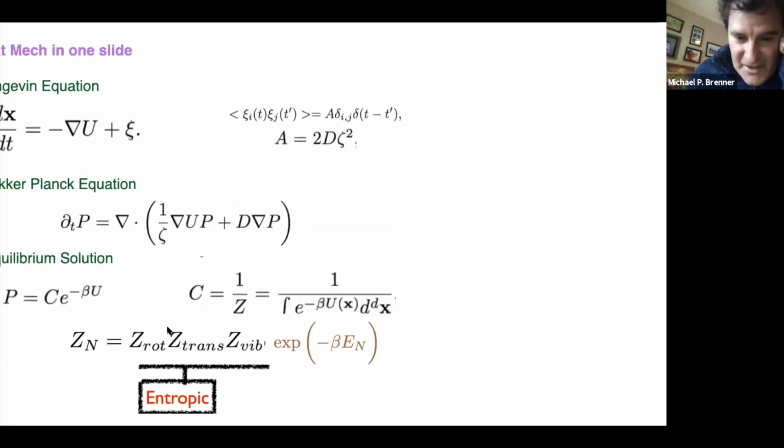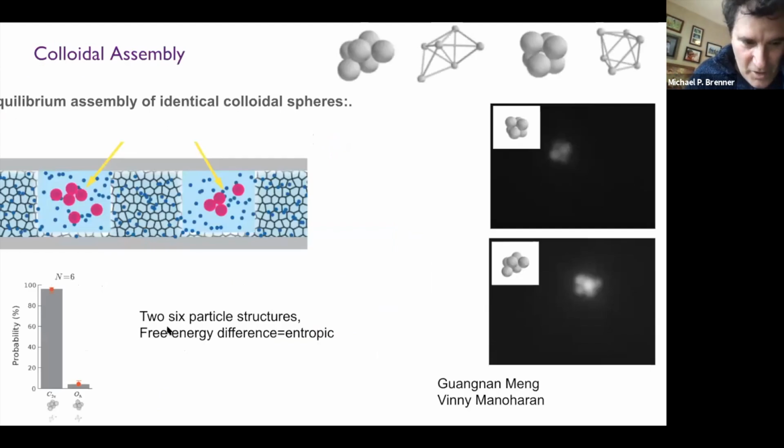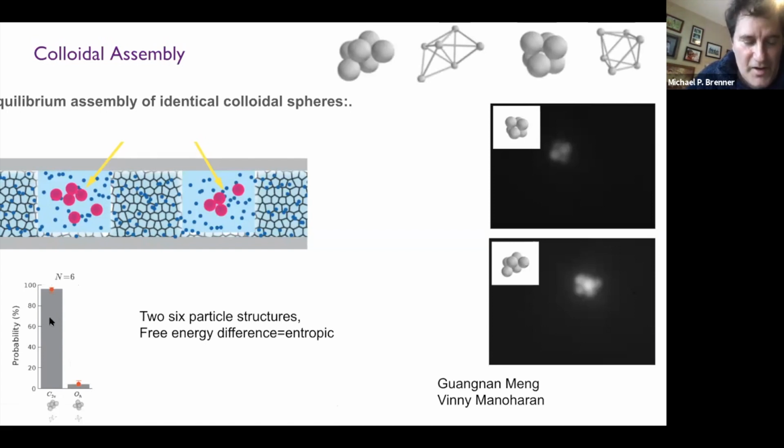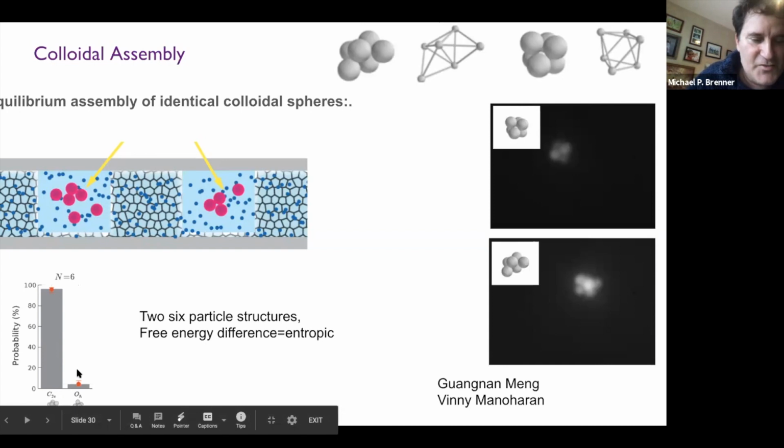At least in these colloids, and this is from a long time ago, what we found was that there were differences in the yields of the different clusters that can form. This is comparing, for 6 particles, the 2 structures of 6 particles. One is octahedral and the other is polytetrahedral. The octahedral one was strongly suppressed over the tetrahedral one, even though they have the same number of bonds. This was an entropic effect that had to do with the rotational partition function.